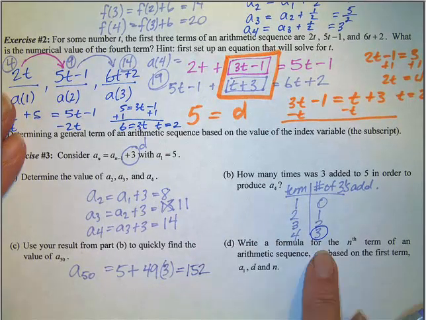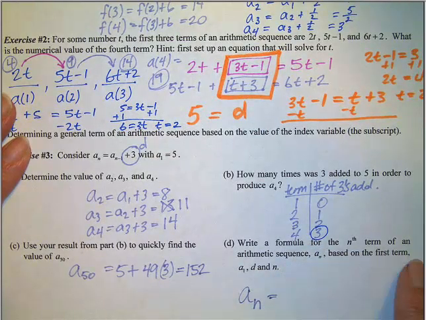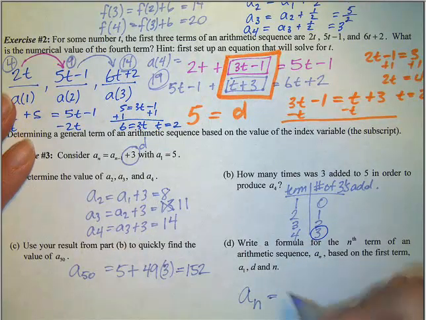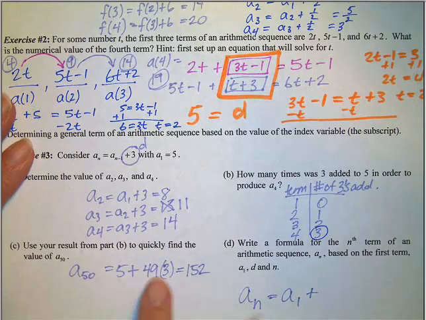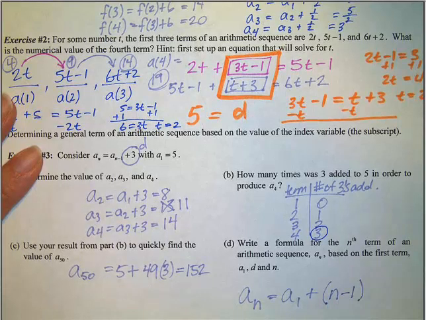So write a formula for the nth term of the arithmetic sequence a sub n based on the first term. Well, look, 5, we have to start somewhere, so that's your first term, plus, where did 49 come from? Well, it's 1 less than this. And what does this stand for? N. So we need n minus 1, and we're going to multiply by our common difference, d.